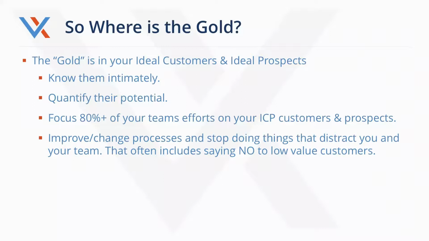The fourth thing is to improve and/or change your processes and stop doing things that distract you and your team from focusing 80+% of your efforts on your ICP customers and prospects. As I say there, that often includes saying no to low value customers. I encourage you and your organization to get comfortable with that. Is there a chance you're going to say no to a customer that turns into a $1 million customer for someone else? Possibly. It's highly unlikely. We are all smart business people, and if you use your experience and your instincts and say no, you're going to find out that you're going to win more often than you're going to lose.